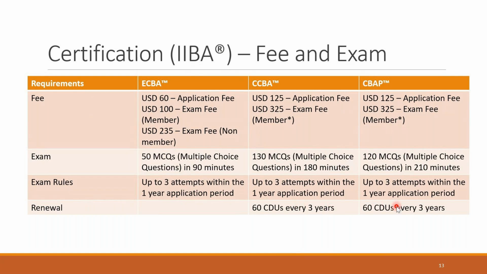They are valid only for a period of 3 years, after which you will have to go for renewal. Renewal could be as simple as paying another fee and appearing for the exam again, or you participate in the activities conducted by IIBA, volunteer and contribute there, and through your contributions you earn CDUs. You can accumulate 60 CDUs and use them to renew your certificate.